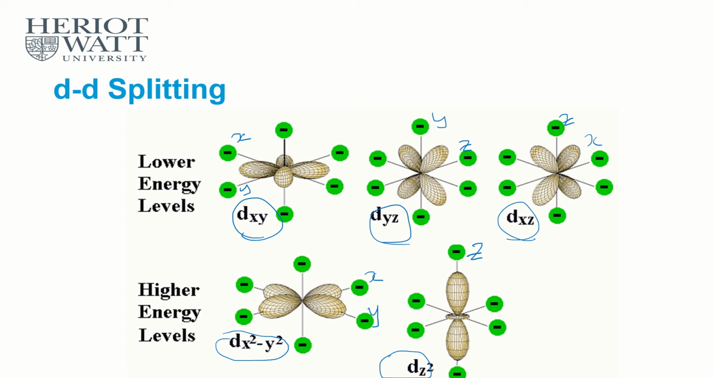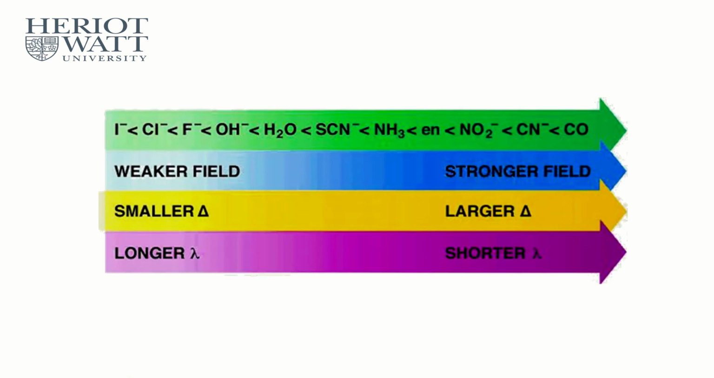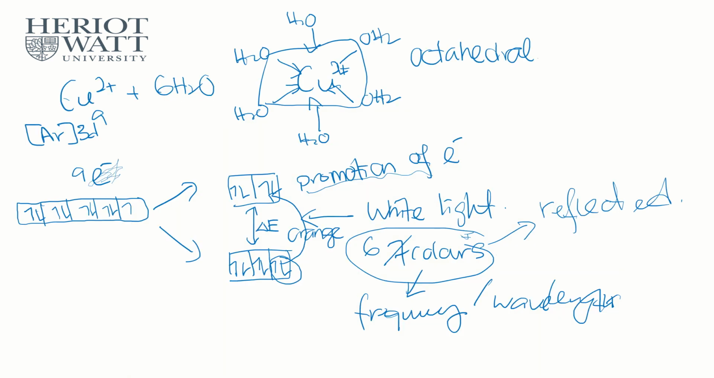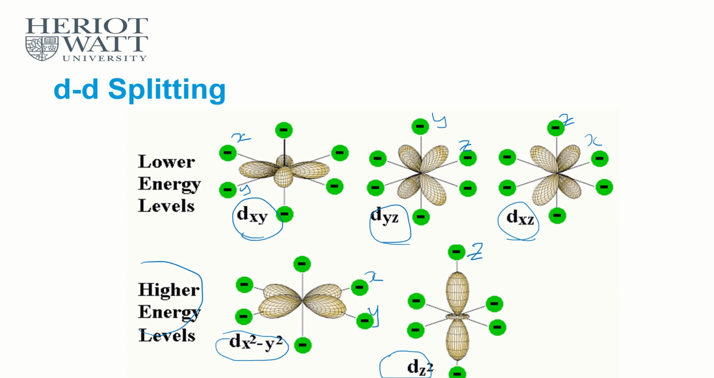According to what I explained just now, it tends to split into two energy levels. The one on top with the higher energy level is dx square y square and dz square. The lower energy ones are dxy, dyz, and dxz. Now, why do these two, dx square y square and dz square, have higher energy, and why do these three have lower energy levels?